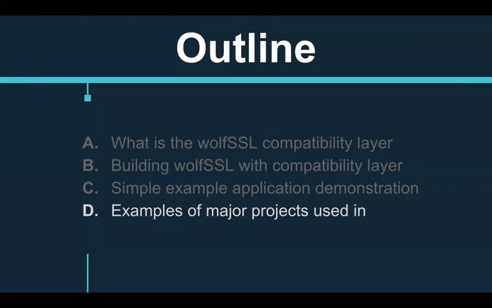That covers an example of using the compatibility layer and the resource use reductions. The final item to cover is examples of major projects used in and determining if all APIs needed for migration of your project are available.